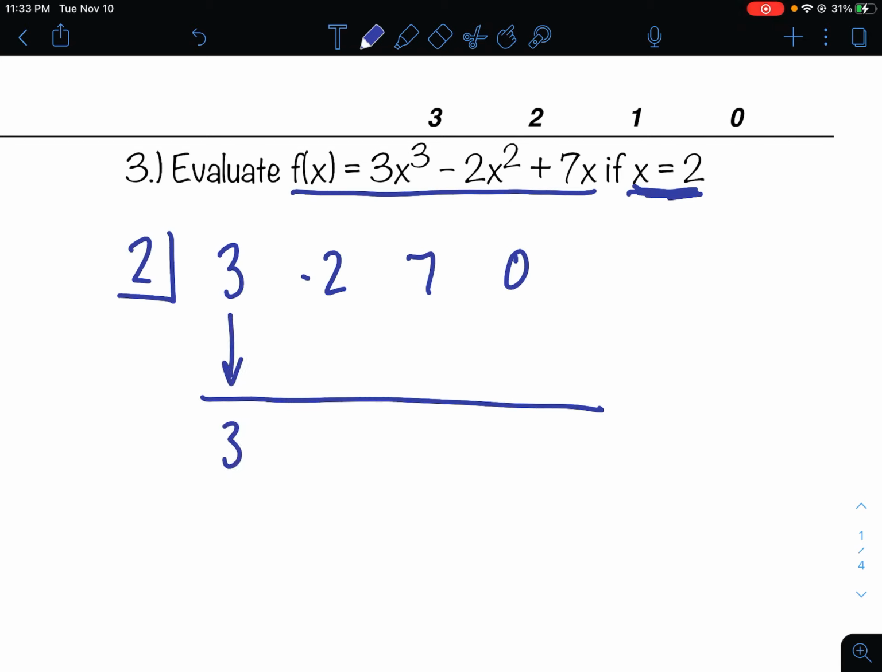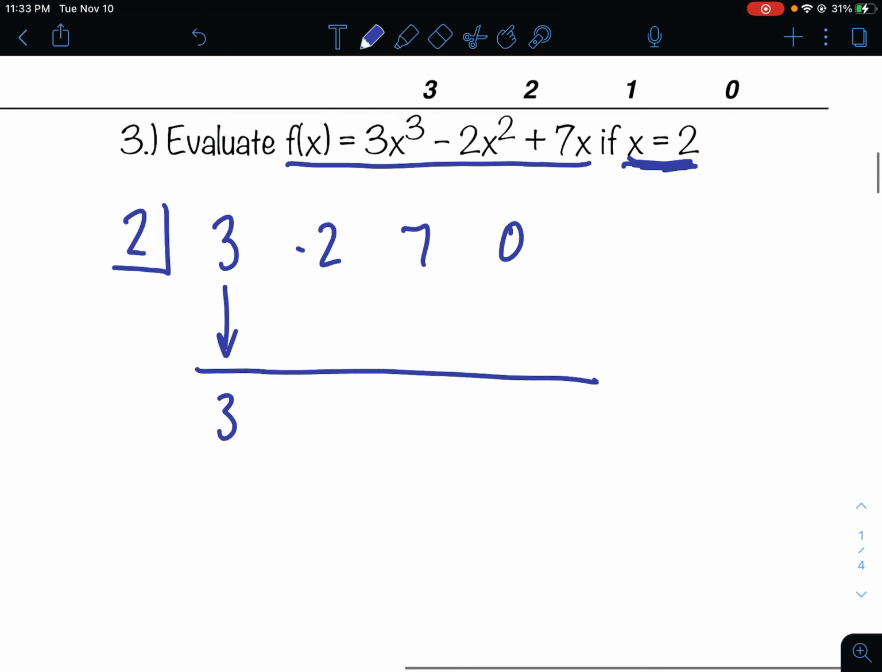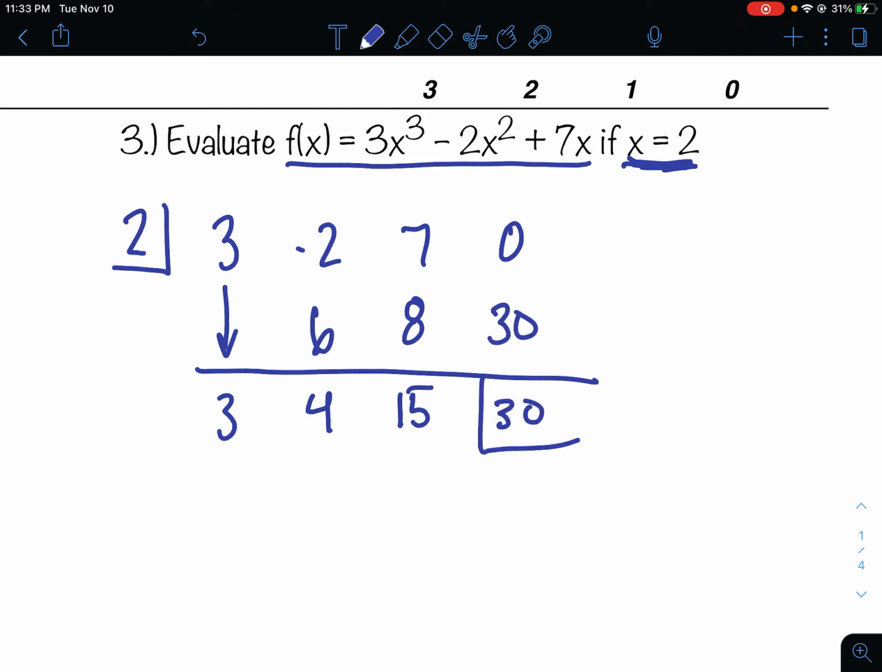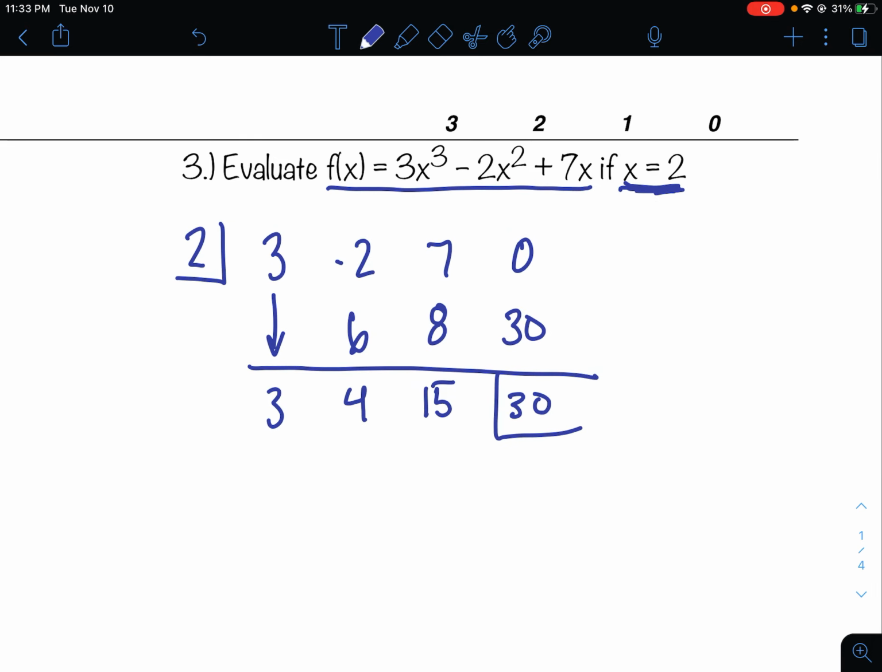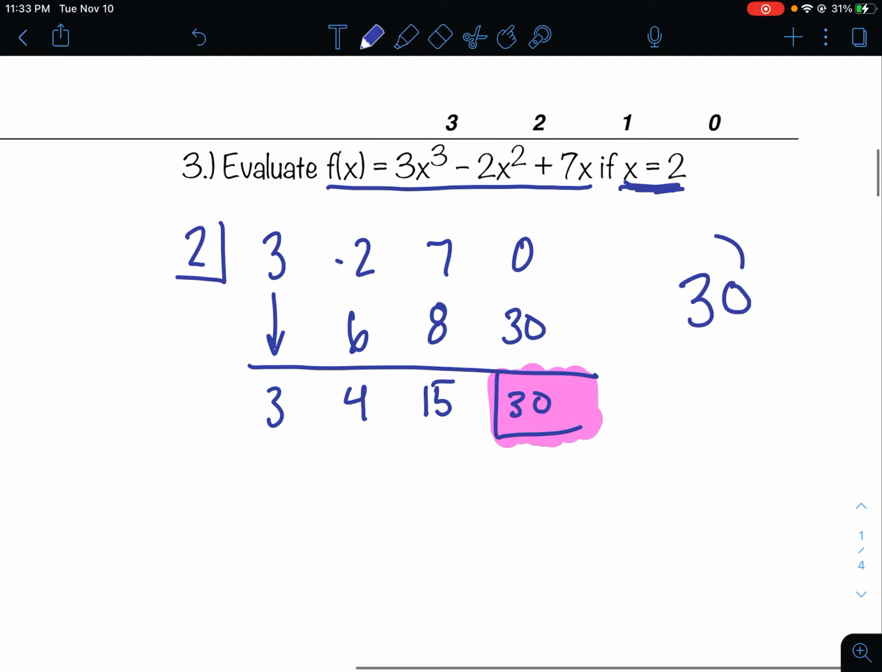Draw a line, just like the previous one, drop the first number down, then multiply. 3 times 2 is 6, add down, negative 2 and 6 is 4, multiply, 4 times 2 is 8, 7 and 8 is 15, 15 times 2 is 30, and 0 and 30 is 30. So what ends up happening here, what's called the remainder theorem, states that when you are evaluating, whatever you plug in through synthetic division, whatever you get as the remainder is the answer. So the answer to this problem is simply 30.